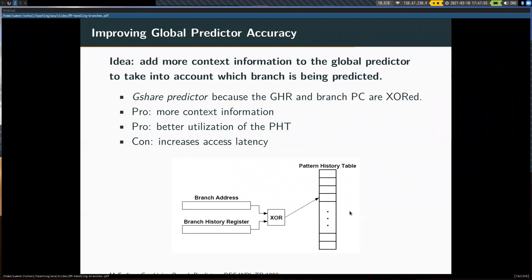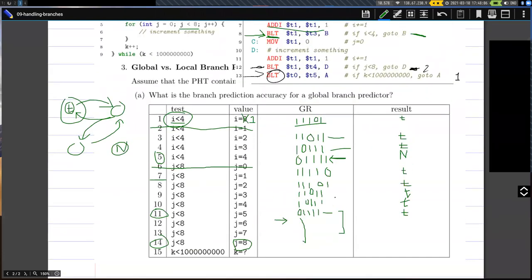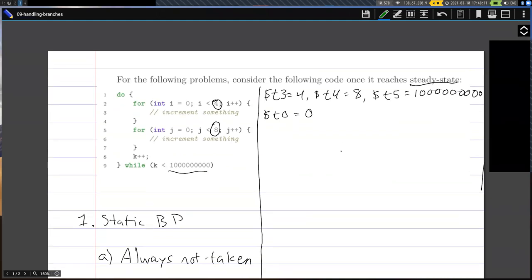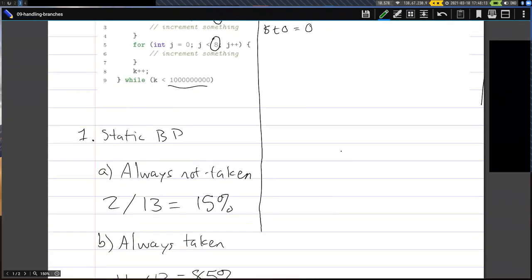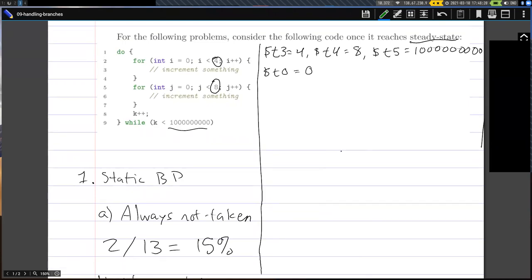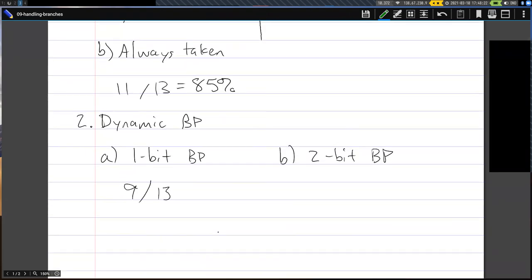Cool, any other questions on Zoom? I have a question about the first part of the worksheet, if you have time. First part of the worksheet, okay. For the first question of the dynamic branching part, I don't understand the change you mentioned at the beginning of the class. Yeah, okay.